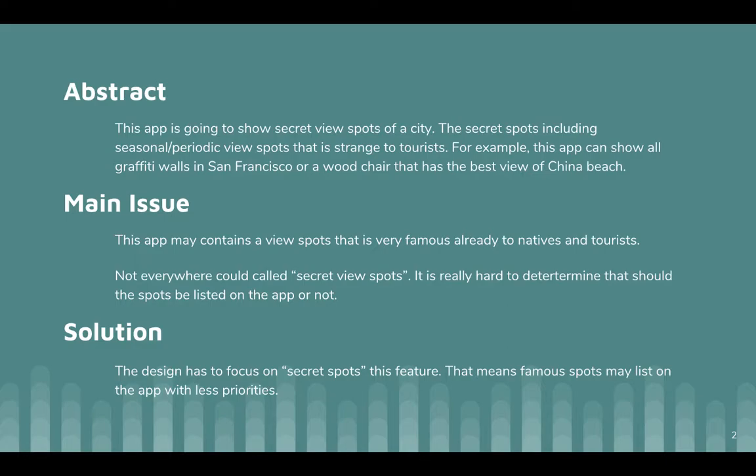The solution to these issues is that the design has to focus on the secret spots. It means the famous spots may be listed on the app with lower priority. They will be listed, but they will not be the first priority, and they won't show up in the recommendations.